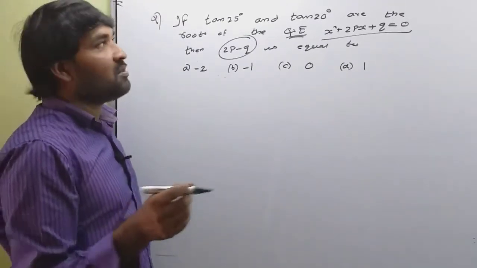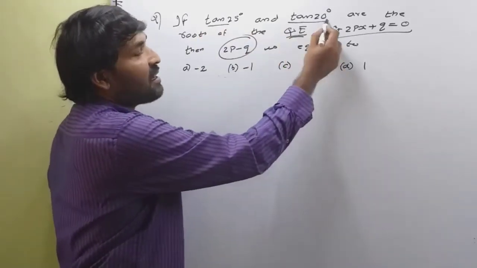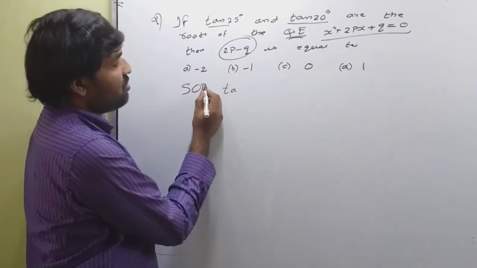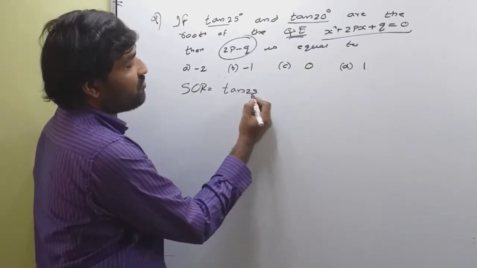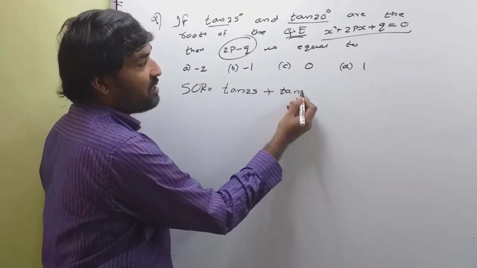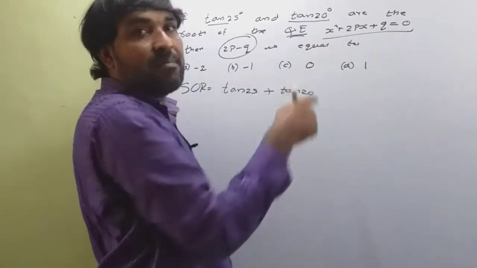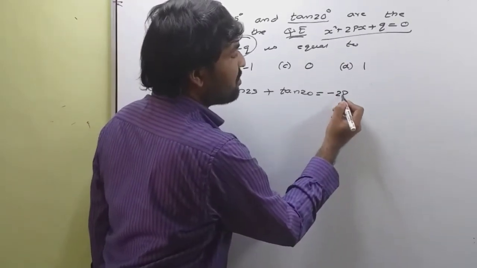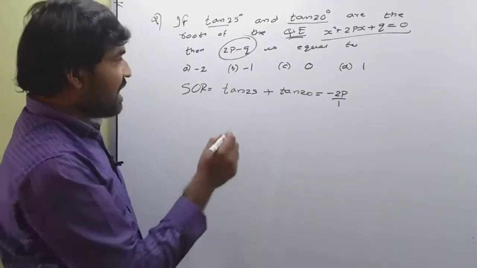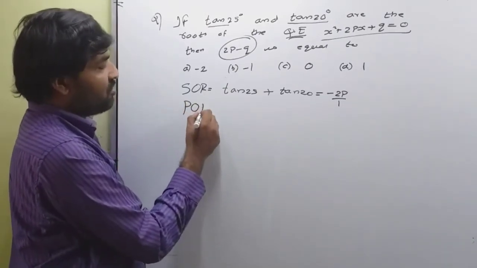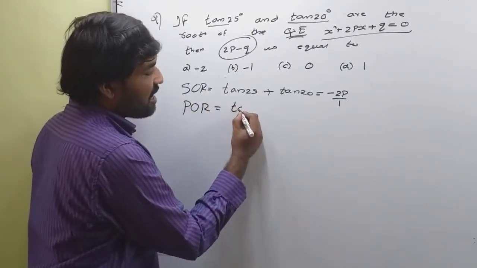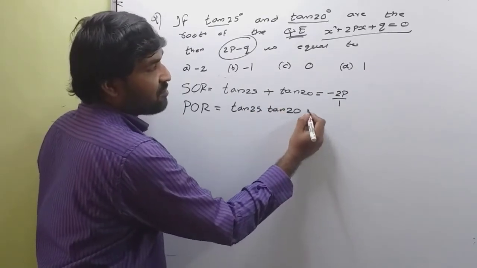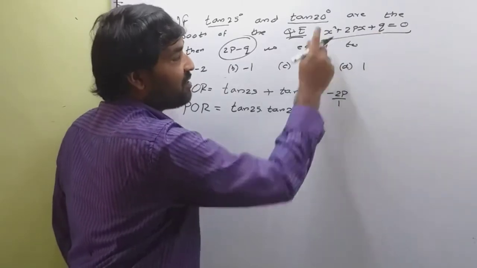Now these are the roots, tan 25 and tan 20. The sum of the roots, tan 25 plus tan 20, is equal to minus b by a, here minus 2p by 1. And the product of the roots, tan 25 into tan 20, is c by a, here q by 1, that is q.